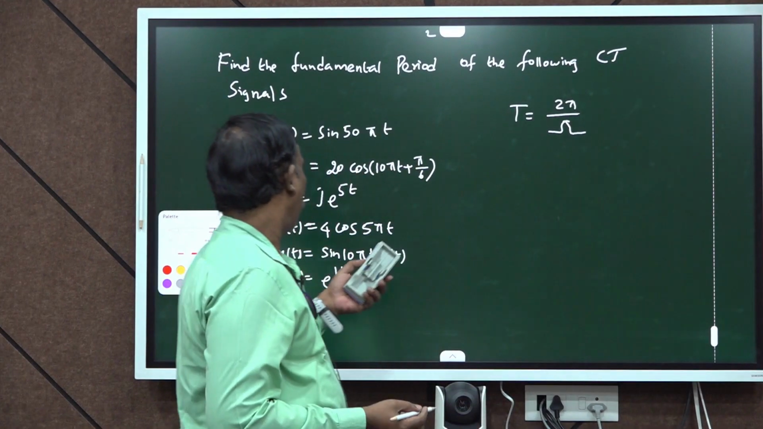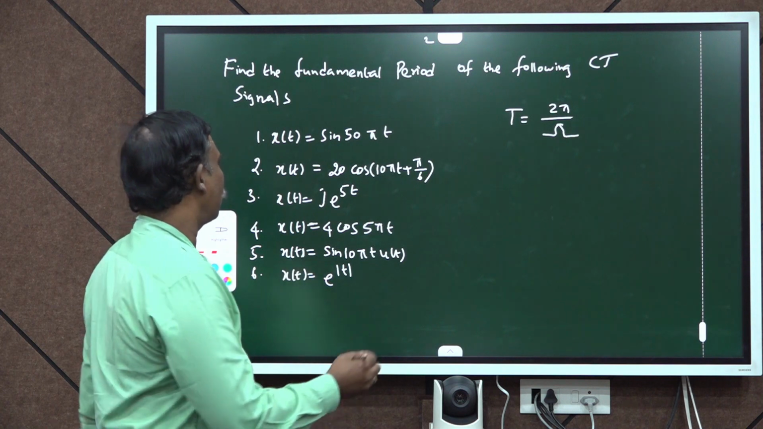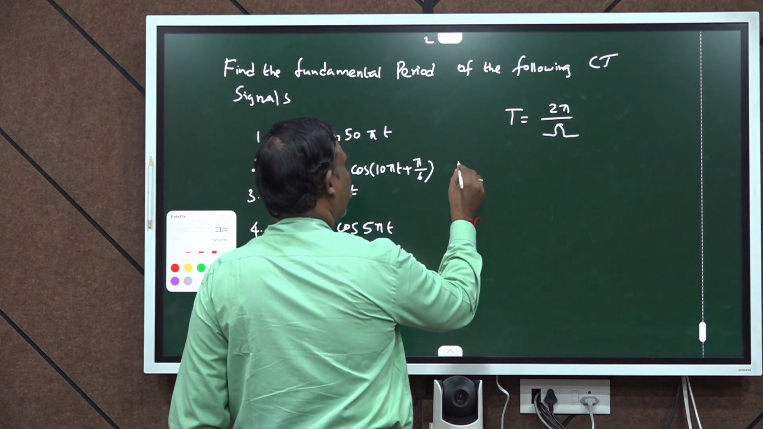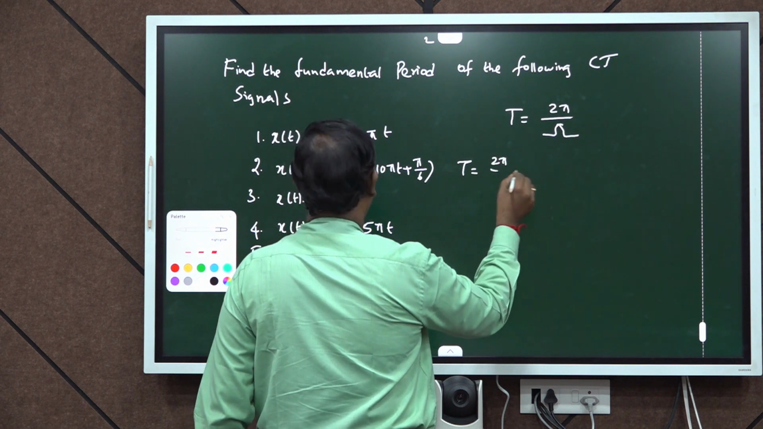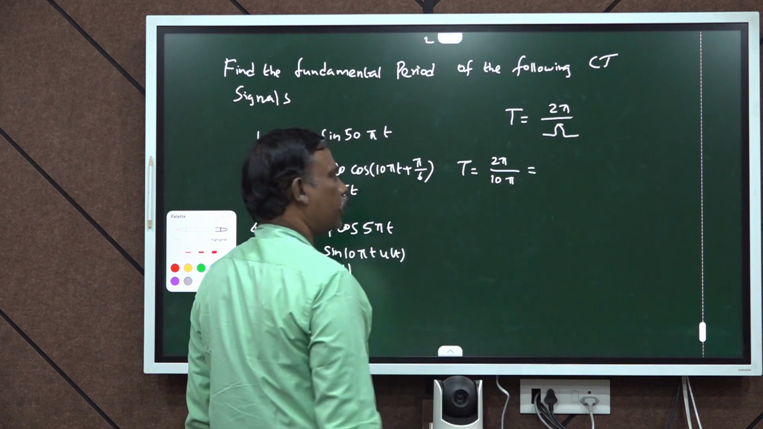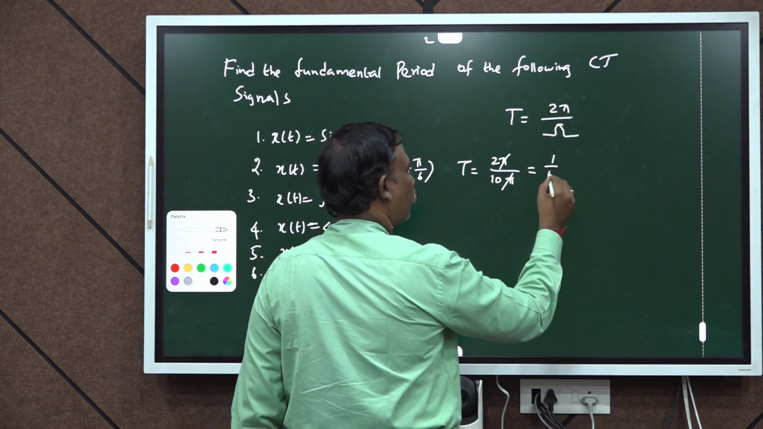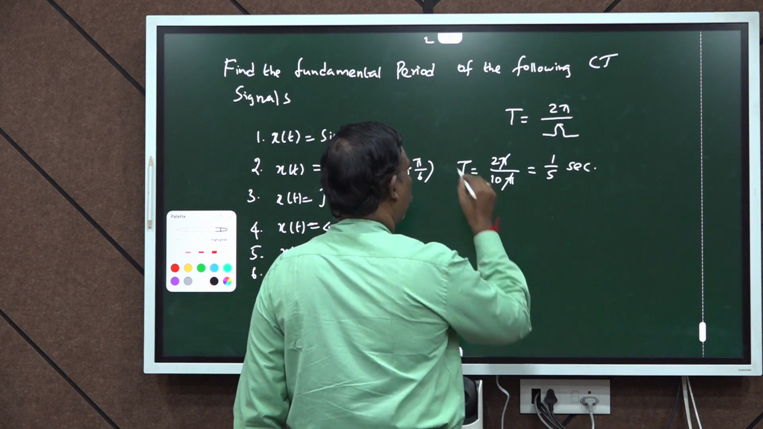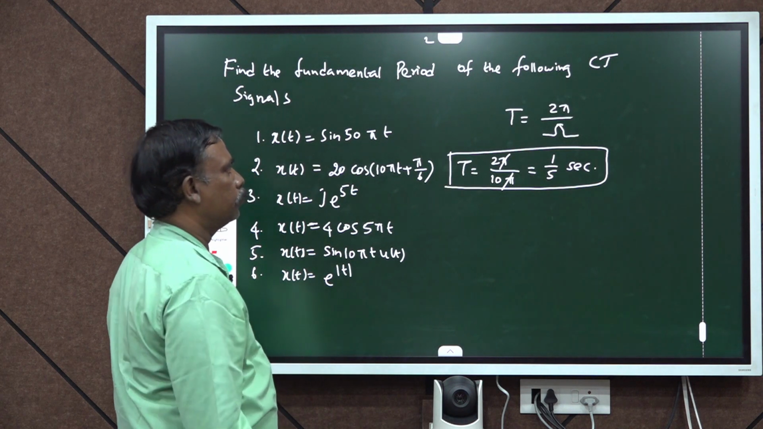Now I think this board is okay for solving all the problems. T is equal to 2 pi divided by, as per the omega, 10 pi. Cancel the terms and we get 1 by 5 seconds. The answer for the second problem is 1 by 5 seconds.